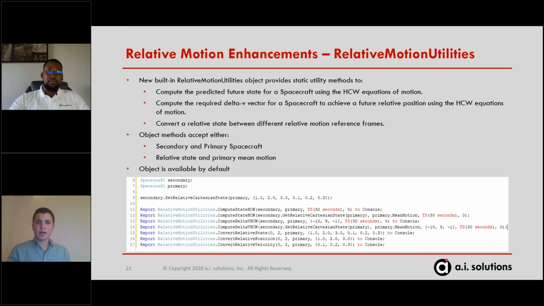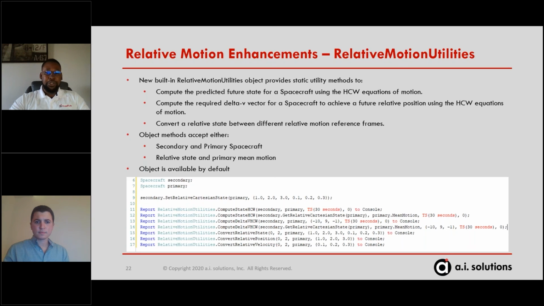Okay, fantastic. So while talking about the HCW propagator, this question is about its precision. How precise is this HCW propagator's relative motion features while using gravity assist maneuvers? So that I would have to look into. I have not done any testing with the relative motion while performing a gravity assist maneuver. But overall, the HCW propagator is pretty accurate.